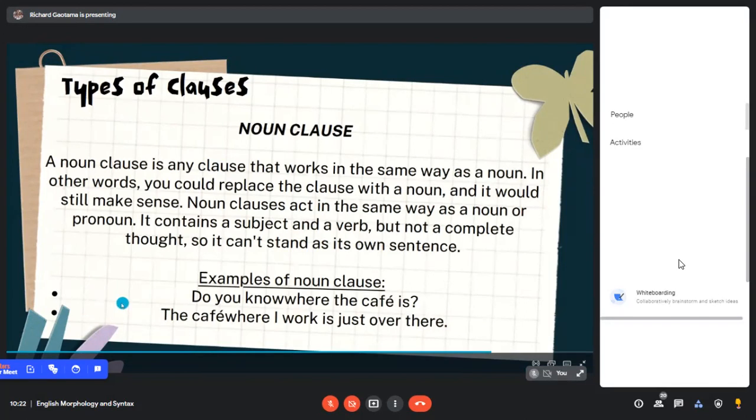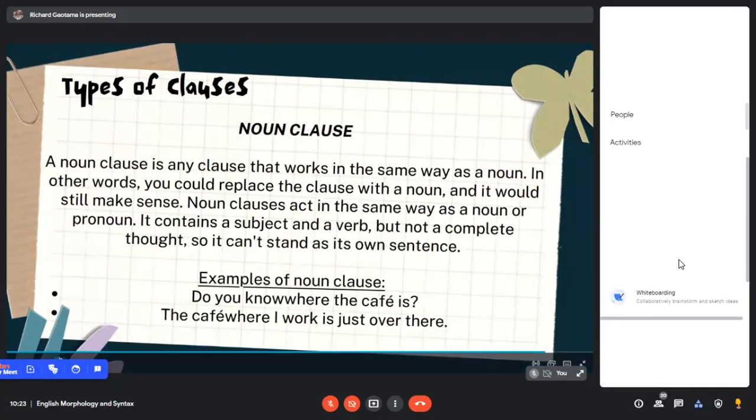Okay, the next is noun clause. A noun clause is any clause that works in the same way as a noun. In other words, you could replace the clause with a noun and it will still make sense. Noun clauses act in the same way as a noun or pronoun. It contains a subject and a verb, but not a complete thought, so it cannot stand as its own sentence. The example for it is, do you know where the cafe is? The cafe where I work is just over there. Okay, next.